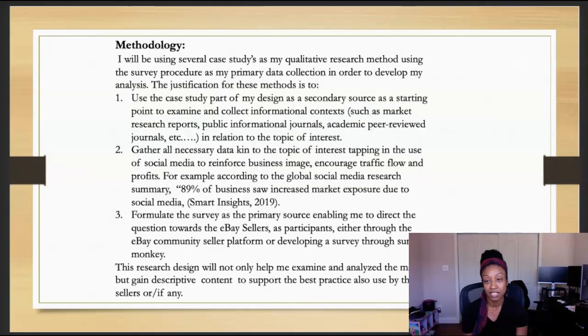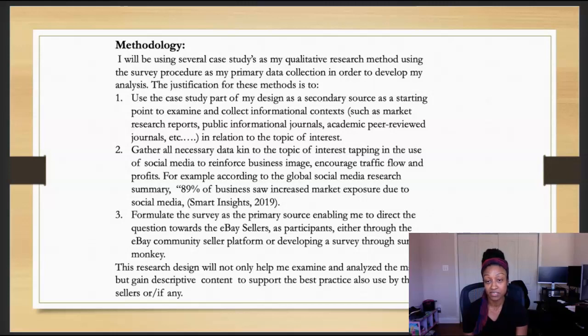The next slide is the methodology, in which I'll be using several case studies as a qualitative research method, using the survey procedure as my primary data collection, just in order to develop my analysis. The justification for using this is using the case study as a secondary source and more like a starting point to examine and collect the informational content.